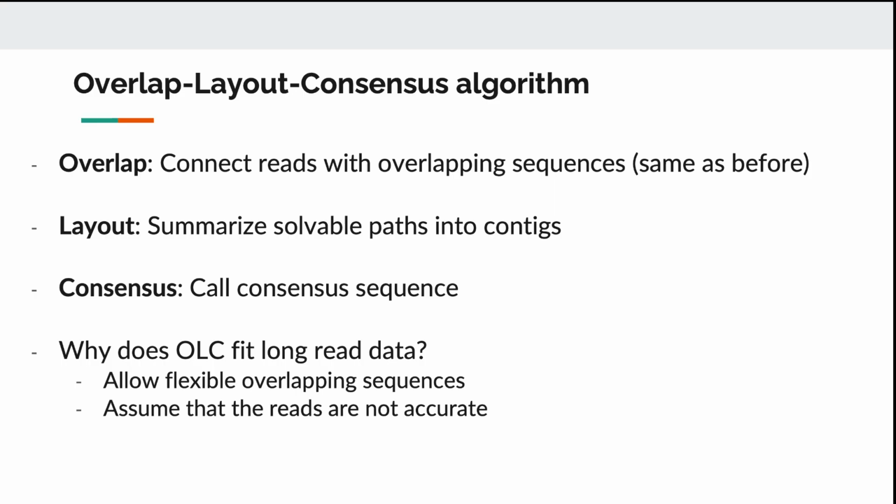And once you overlap all the reads, you basically create the de Bruijn version of the graph for the long read data. Then you need to do the same as before. You need to trim the possibilities.